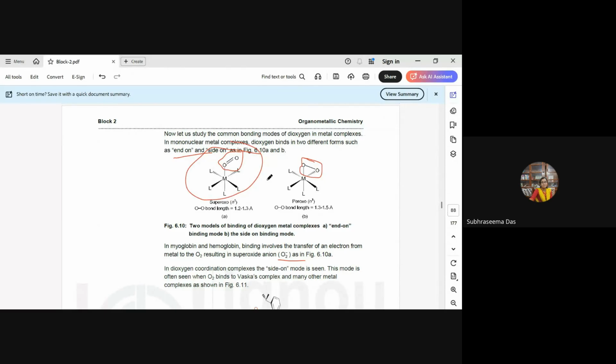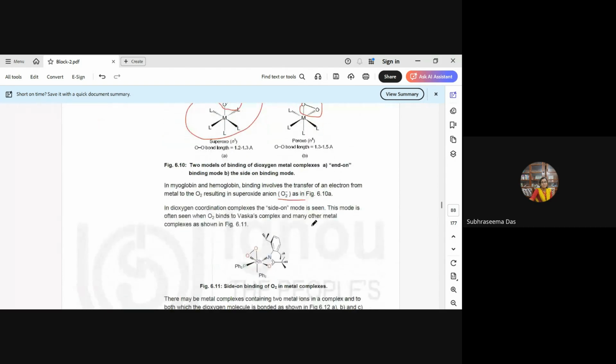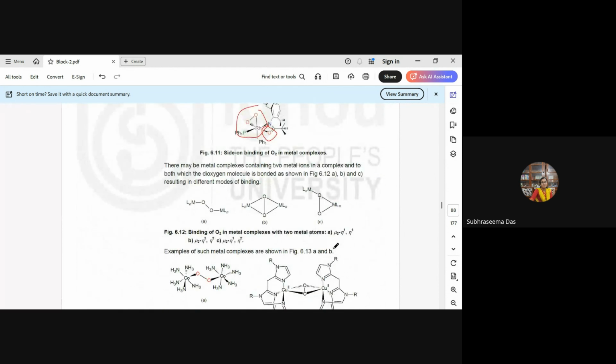Now, in dioxygen coordination complexes, the side-on mode has been seen, that is, in Vaska's type complex, you see this is the side-on mode of addition. There may be metal complexes containing two metal ions, to both of which the dioxygen molecule is bonded, resulting in different modes of bonding.